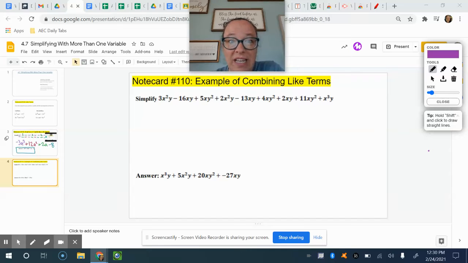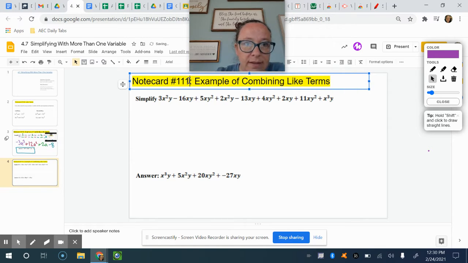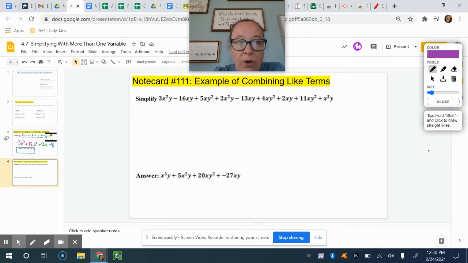Now this one is more like it, where this is actually note card 111. I need to fix that really quickly. Okay, but this one is where we have different variables going on, and that's where I wanted to make sure that you practice this. So we have got to find exactly the like terms, because once we identify which ones are the like terms, we then combine them.